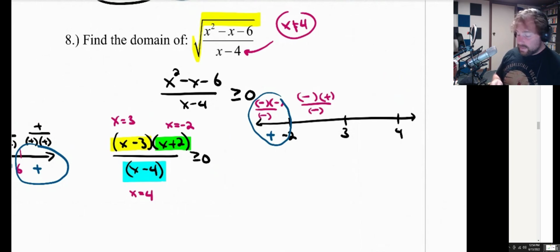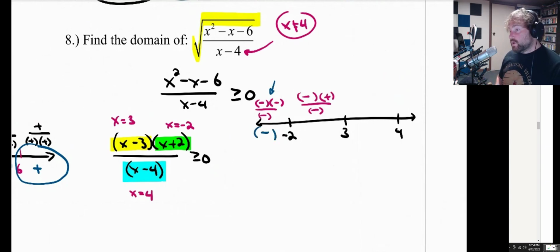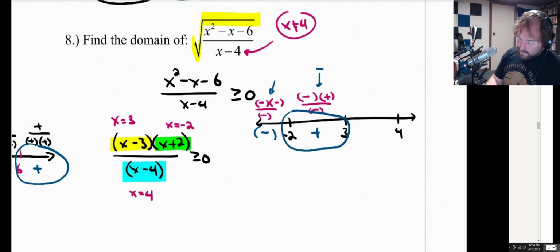Oh, sorry, I misspoke a minute ago. Oh, that's not a winner, sorry. Over here you get a positive on top. Negative times negative is positive. Positive divided by negative is negative, so sorry, that doesn't work. And here you get a winner, because negative times positive on top here gives you negative, and negative divided by negative is positive, so this is a winner down here.